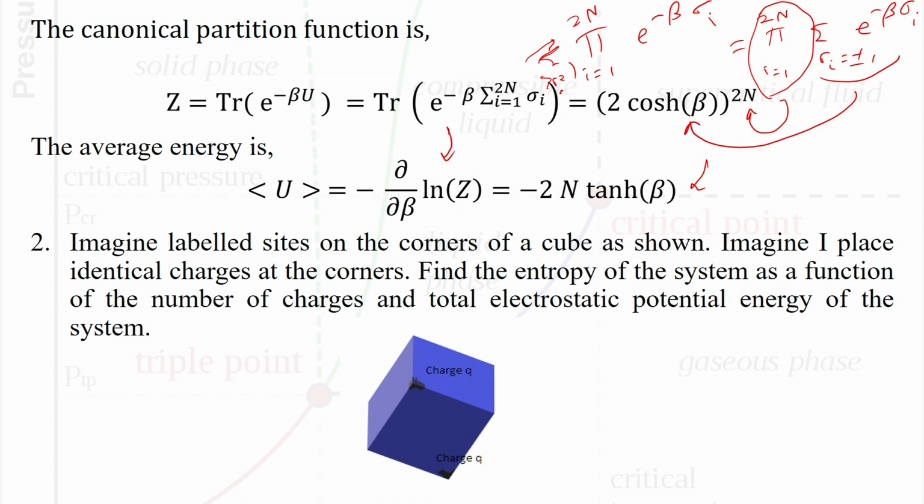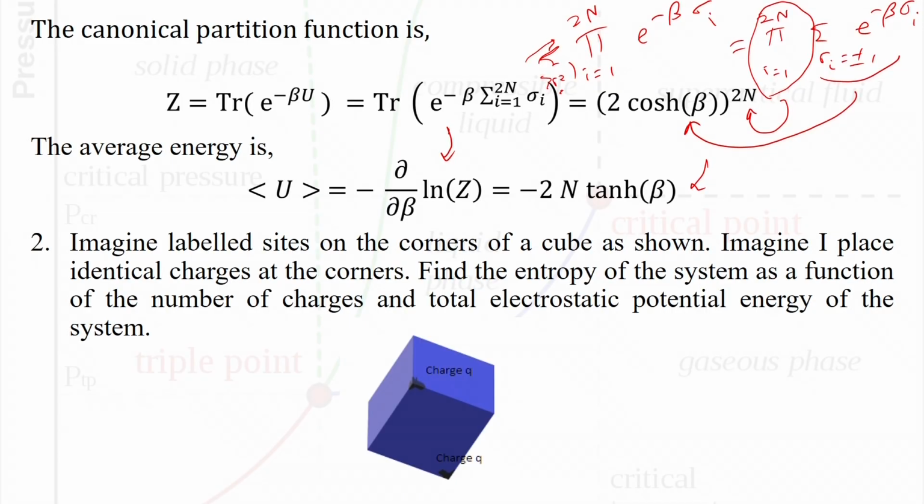But conversely, if beta is very large, so temperature is very small, you can expect the system to be in the ground state. That means you expect all the spins to point down. So you expect the energy to be minus 1, minus 1, minus 1 for all the spins. As a result, the total energy you expect to be minus 2n.